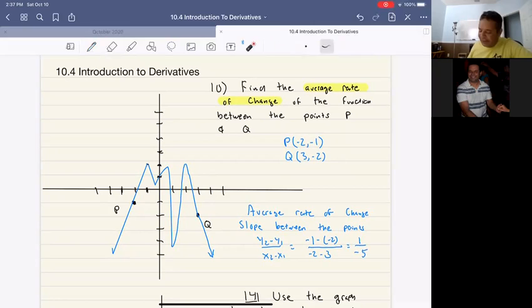Now, I notice I get a negative number, okay? And so I want to ask, well, if I go from P to Q, does it slope up or down? It slopes down, right? So that's consistent. I just double check to make sure that I've done it right. If I had a positive number and this was sloping down, then I know that I made a mistake somewhere, okay? All right, let's go on to number 14.